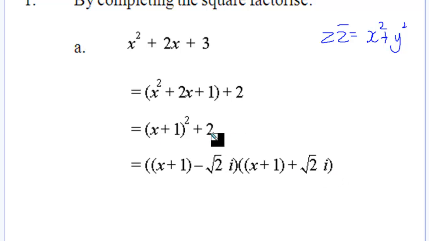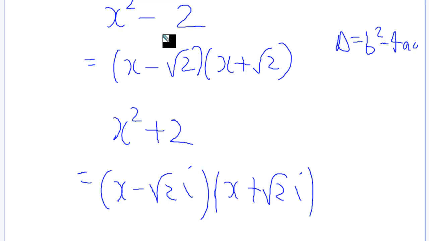So we can see how we were able to use this idea to factorize differently there. And if you need more confirmation, x squared minus 2 gives us root 2 and root 2 there. But with x squared plus 2, we get root 2 and root 2, but because it's plus, we need the minus i times the positive i, which would give us plus there in that situation.